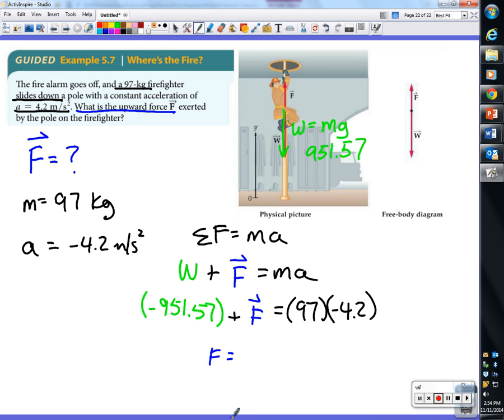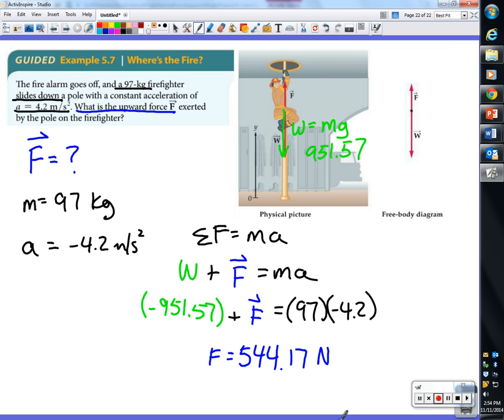What is it? That sounds right. 544.17. Okay? So, first, bigger force down than up, meaning acceleration will occur downward.